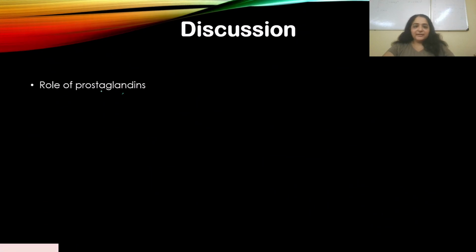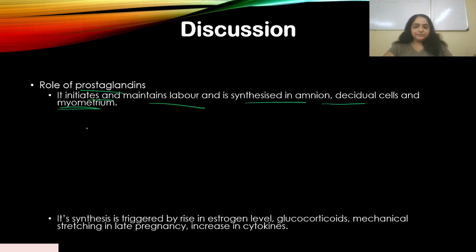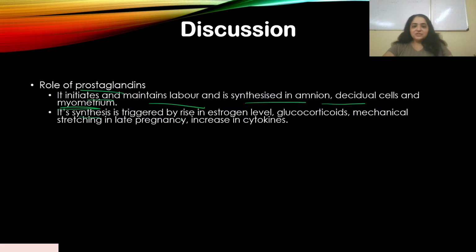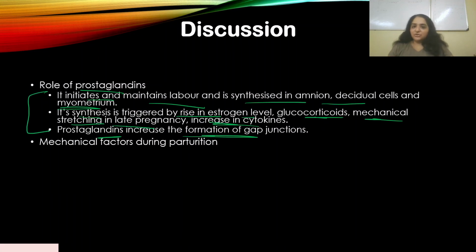The role of prostaglandins: it initiates and maintains labor and is synthesized in the amnion, decidual cells, and myometrium. Its synthesis is triggered by a rise in estrogen level, glucocorticoids, mechanical stretching in late pregnancy, and an increase in cytokines. So there are many factors by which prostaglandin synthesis is increased. Prostaglandin increases the formation of gap junctions. I've already explained what gap junctions are. So these are the 3 roles of prostaglandin.